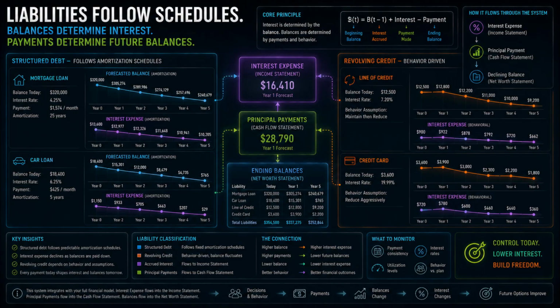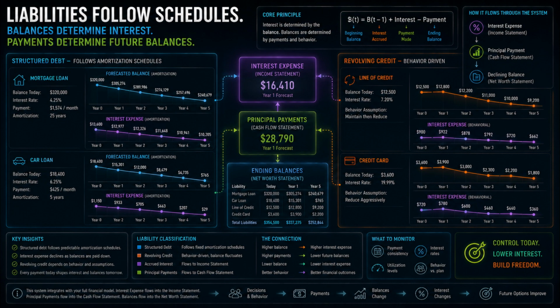Now we arrive at liability forecasting, and this is extremely important because structured debt does not simply trend downward. Structured debt follows amortization schedules, meaning future balances, interest expense, and principal reduction are mechanically connected. For example, a car loan forecast requires opening balance, interest rate, payment amount, and repayment structure. The amortization schedule determines future interest expense on the income statement and future debt balances on the net worth statement. This is critically important because the statements must remain mechanically connected.